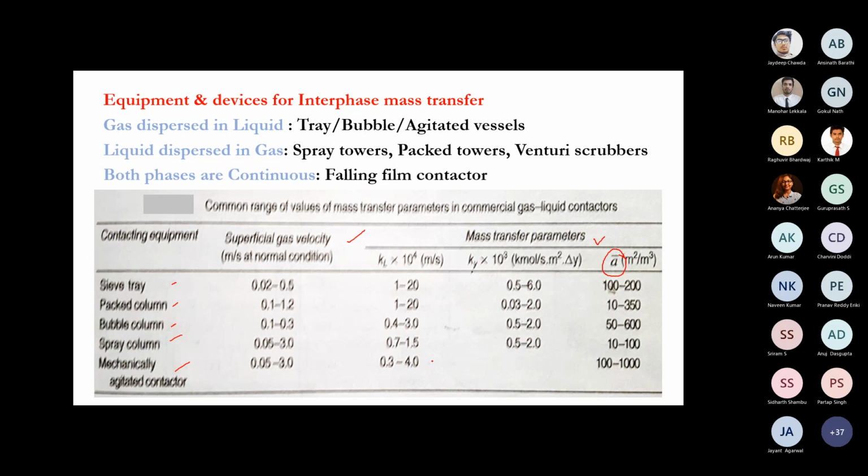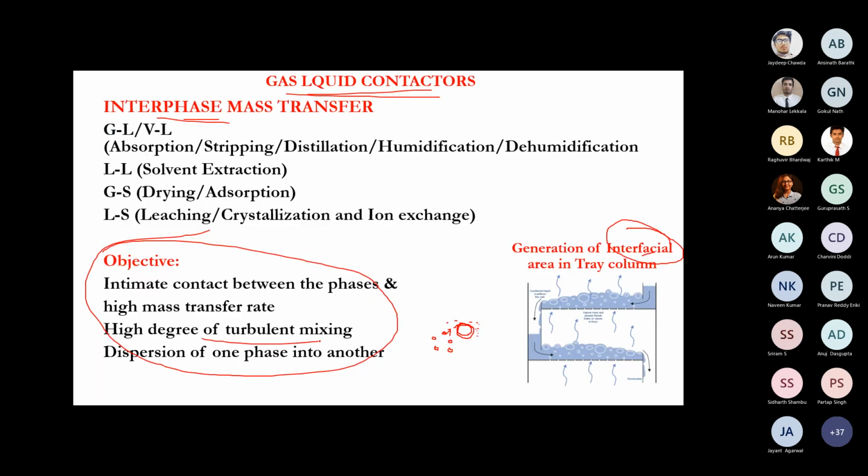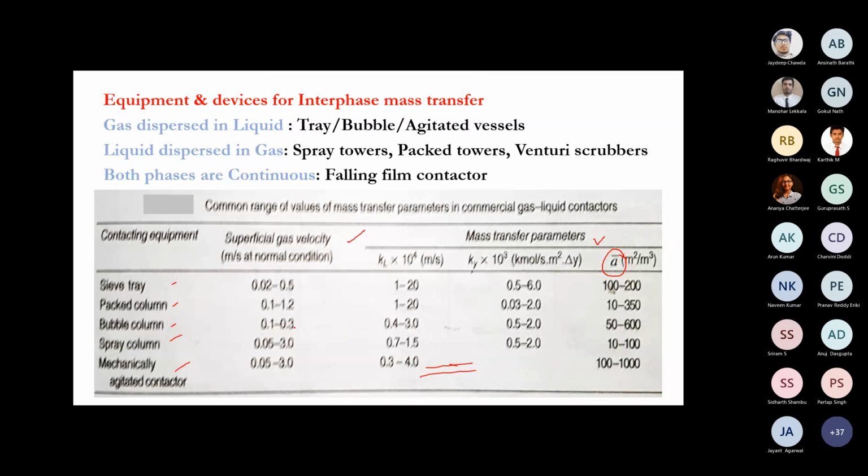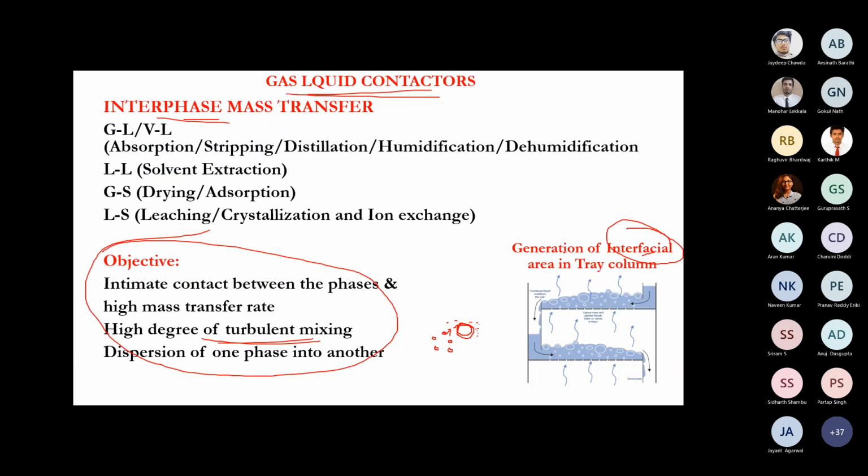So your mass transfer coefficient should be on the higher side, and once you have a higher interfacial area, your mass transfer coefficient will also be on the higher side. Then the superficial velocity, because here we have to provide a high degree of turbulent mixing, and that can be provided by the velocity. You might have studied tray stability or the operating regime of a tray column. Anyway, we will discuss those things in a later part of the discussion.